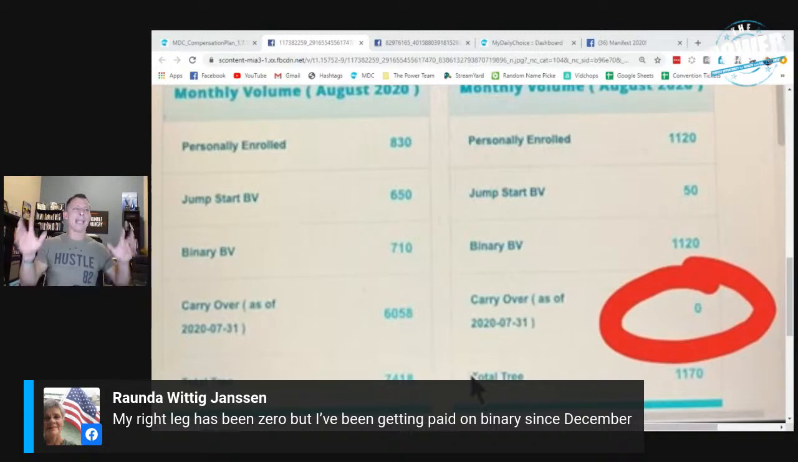When you have binary volume in your left and your right, and you're binary qualified, the numbers come together and they zero out and you're paid on that. That's how it works. Just as an easy example, if you have 1,000 in volume on your left, you have 1,000 in binary volume on your right, they come together. Boom, they squash. And that 1,000 zeroes out. It disappears from your back office.